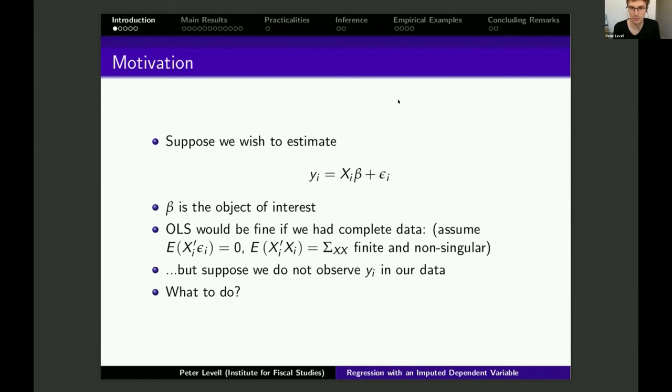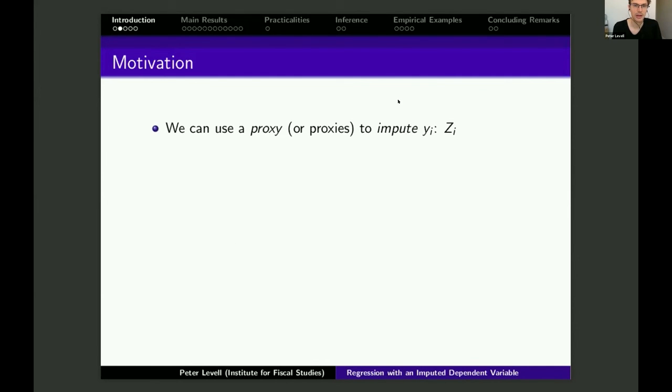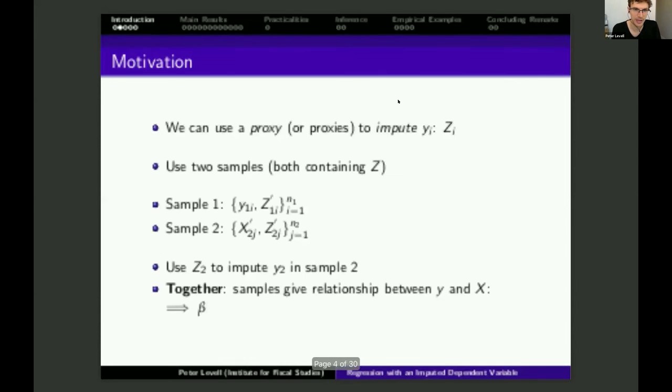But suppose we have a data set where we don't actually observe y. So for example, you might have some administrative data set that doesn't have the particular outcome you want to look at. You might be using survey data that has information on food spending, but doesn't have information on total spending. So what can you do in this sort of situation? So one way to overcome this problem is to use some proxy variable for y, or perhaps multiple proxy variables. And you can use them to impute the value of y and include that imputed value in the regression. And we're going to call those proxies Z.